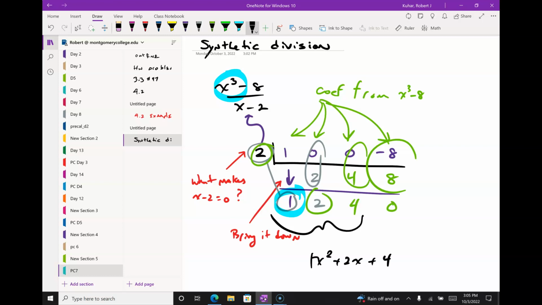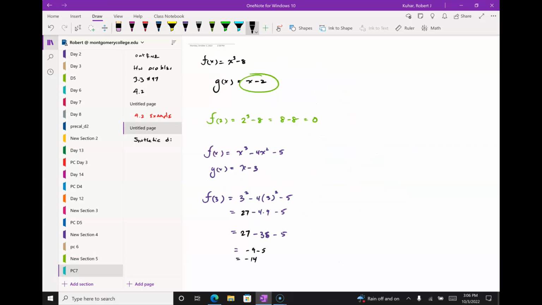Let's do the other one, okay? Same problem. We did 2 problems already, once with a remainder of 0, once with a remainder of negative 17. So let's see what happens when I do the one with negative 17, right? So again, my problem is x cubed.